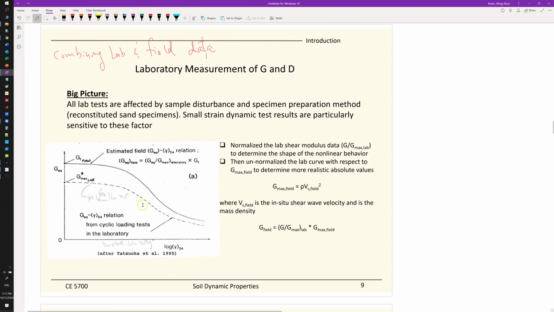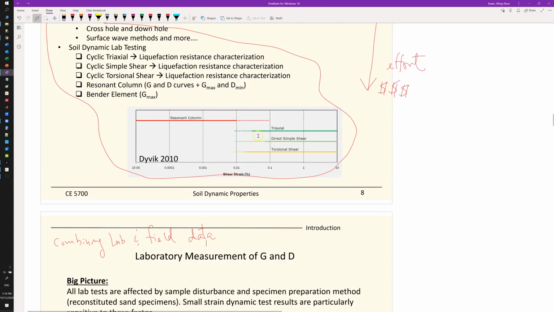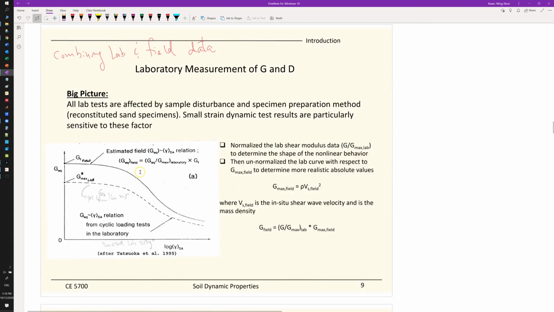So the example is here. First, the big picture is that all the lab tests are affected by sample disturbance and sample preparation method. So the small strain dynamic test results are particularly sensitive to those factors. The concern is not as high when you're doing a standard triaxial test, because again the strain levels are different. And when we do tests like the resonant column, we're down to extremely small strain. In that case, you magnify the problem of soil disturbance. So that's something you have no way to get rid of.